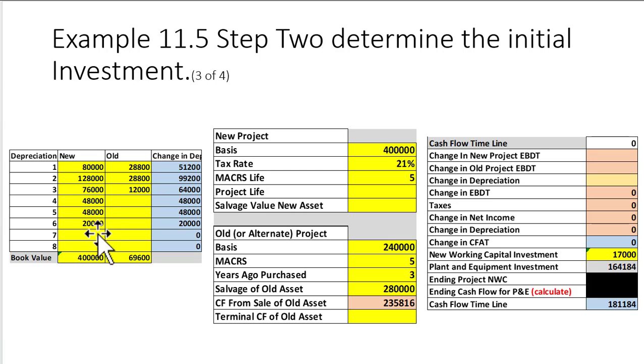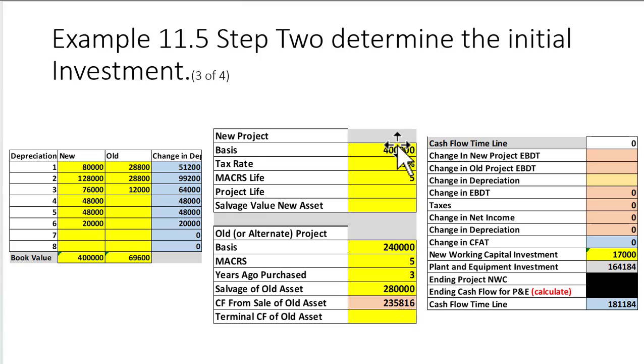So what this does for us then is, obviously we have the new, we have the remaining old. You'll see how this works for us a little bit later. It talks about the change in depreciation. So now we have our basis here. Here's our new asset. We copied those from before. Here's the salvage value of the old asset. Now the cash flow from the sale of the old asset is calculated right here. So we're going to receive $235,816 from when we sell this old asset.